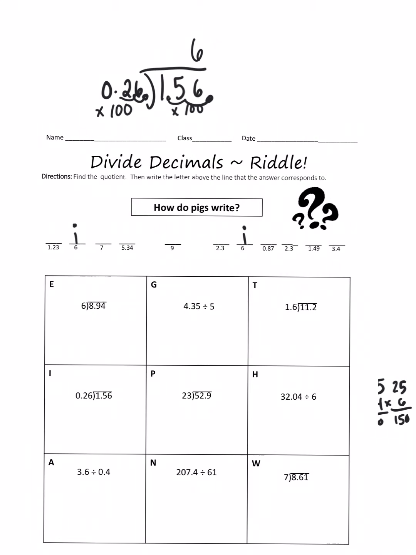All right, so now you guys continue on your own. Remember that the only problems that you'll need to change are the ones that have a decimal in the divisor. So those are the ones that I'm highlighting here. If it doesn't have a decimal in the divisor, you can just go ahead and divide it like normal. If it does have a decimal, you're going to need to multiply it by either 10 or 100 in order to get a whole number in your divisor.